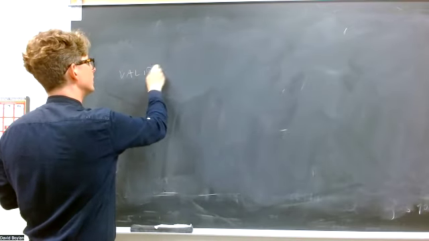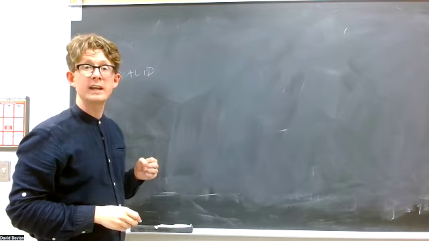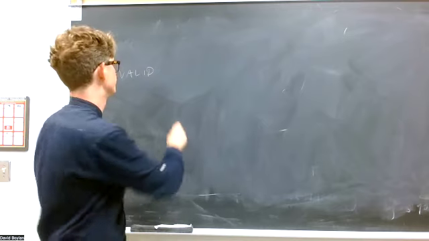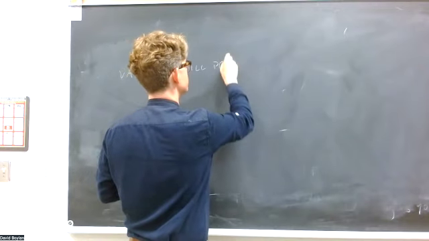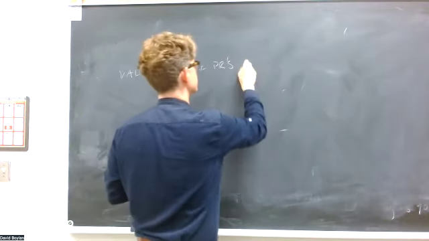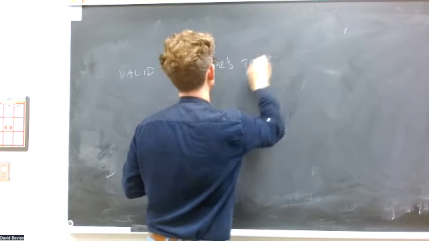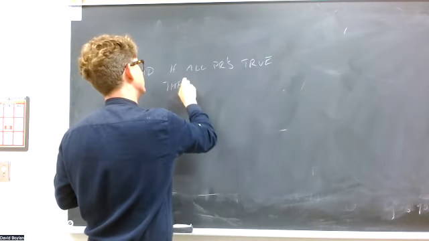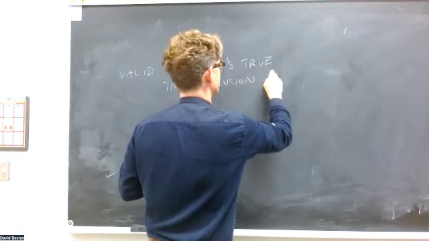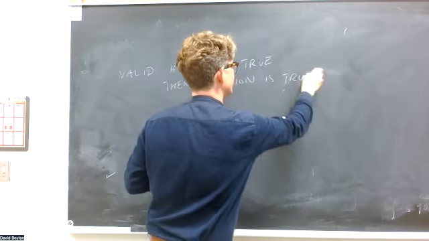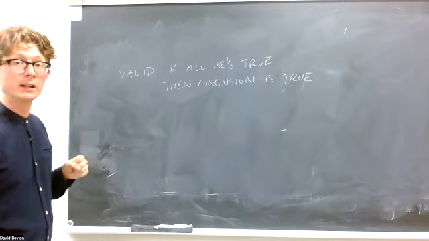So for an argument to be valid, well, one way we have of understanding that is that it's a conditional claim. So if all the premises are true, I'll write PRs for premises, if all the premises are true, then the conclusion is true. That's what it means for an argument to be valid.